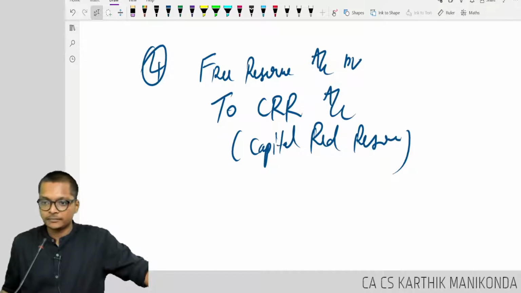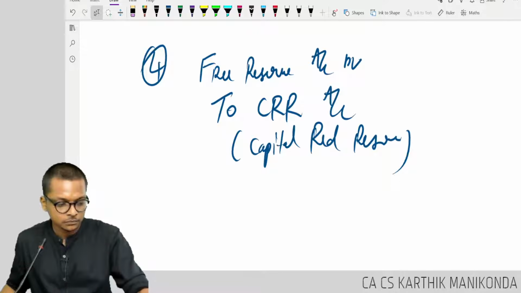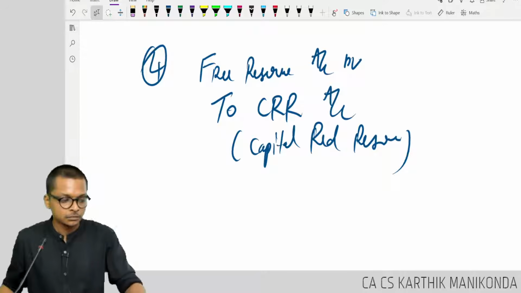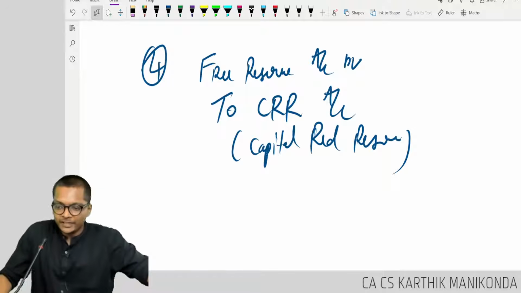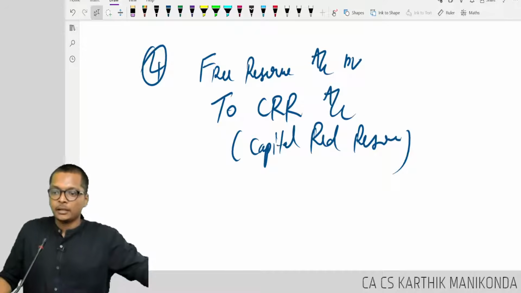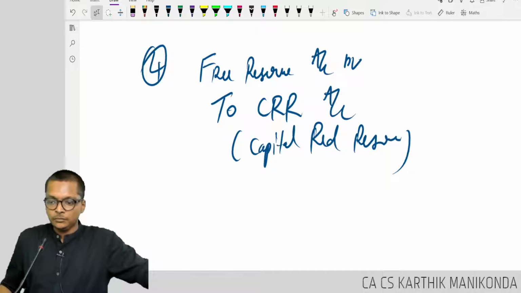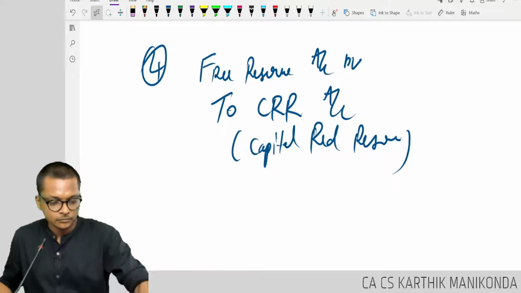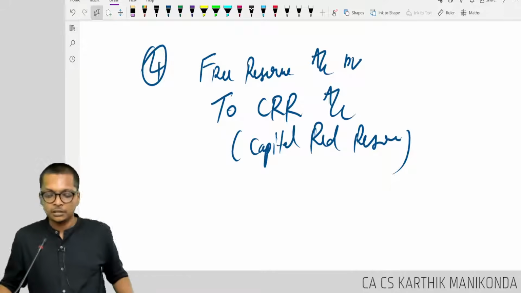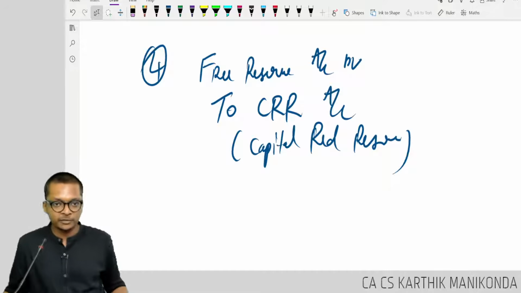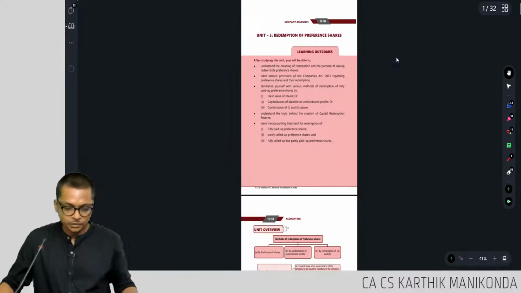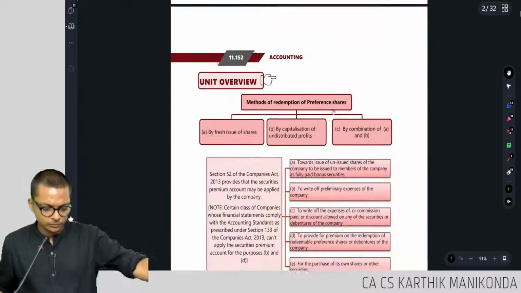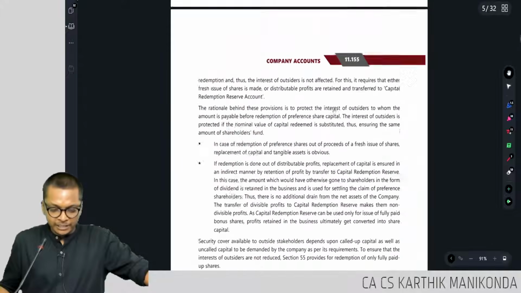Capital redemption reserve. Done, guys. Explanation for this will take 20 to 30 minutes. If I go into detail, I will do it today, don't worry. But after we do a sum, take your material, redemption of preference shares. We will solve one or two sums first.